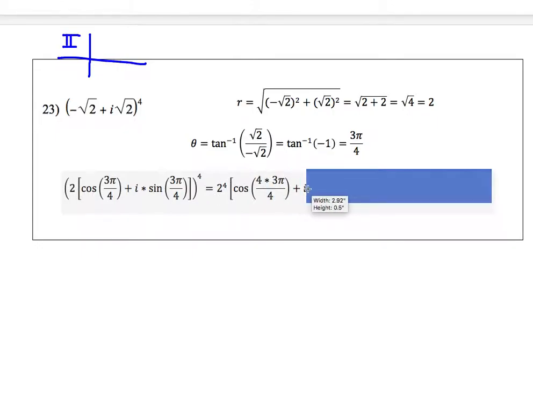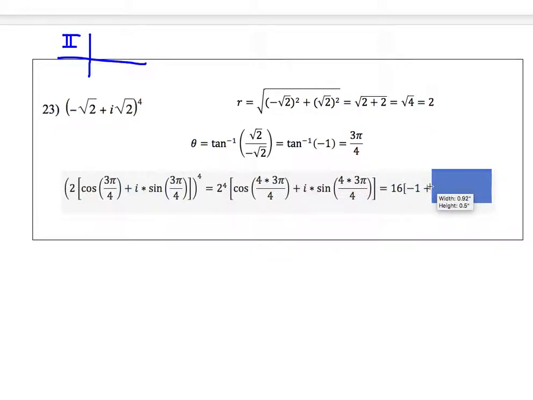And then when we're distributing it throughout the parentheses, we are going to be multiplying our theta by our exponent. So it's just 4 times 3 pi over 4. The 4's cancel out, so you end up with 3 pi, and 2 to the 4th power is 16. At 3 pi, you're right here on the negative x-axis.